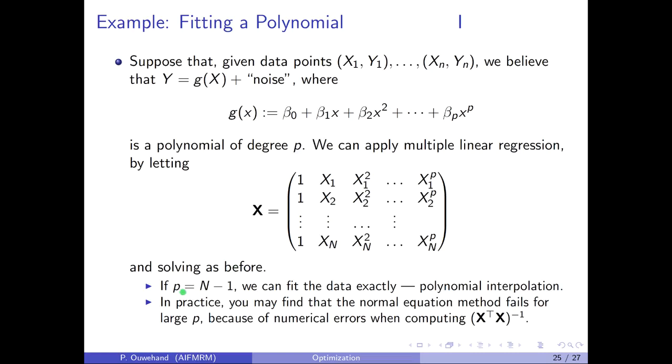Now, if p is equal to n minus 1, then we can fit the data exactly, and we have polynomial interpolation, in which case this matrix X is just the Vandermonde matrix that we saw before when we did interpolation. As I mentioned on the previous slide, in practice you may find that the normal equation method fails for large p because of numerical errors, and you may have to resort to using an optimization routine such as gradient descent to find beta.